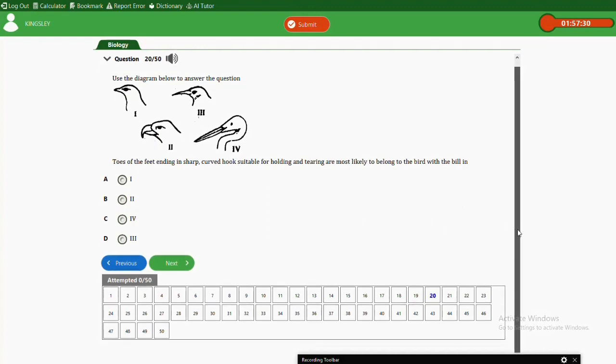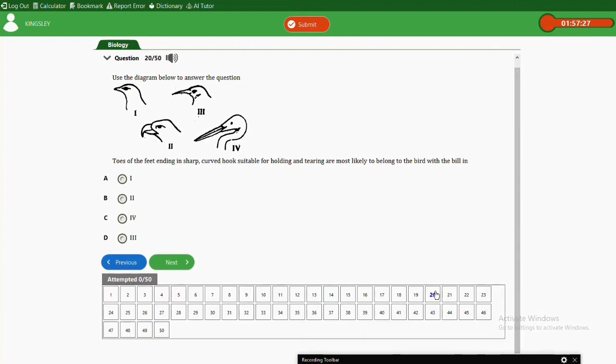So guys, here is question number 20. It says, use the diagram below to answer the question. Toes of the feet ending in sharp, curved hooks suitable for holding and tearing are most likely to belong to the bird with the bill in: A is I, B is II, C is IV, and D is III. So the correct option here is option B, which is II. So that's the correct answer to this question. Let's look at the next question.